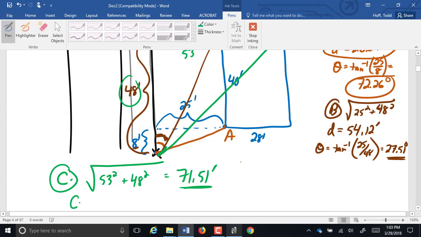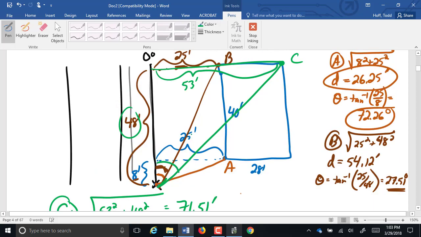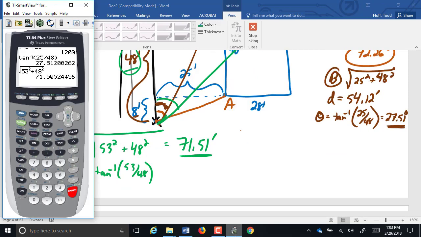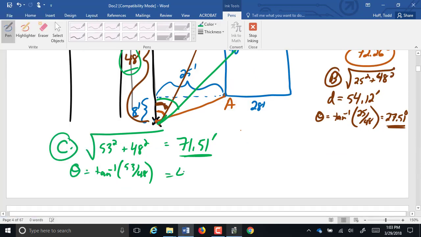71.51 in our angle. Perfect. 53 over 48. Here's our angle right here. 53 is the opposite side, 48 is the adjacent. That gives us 47.83 degrees. Sounds good to me.